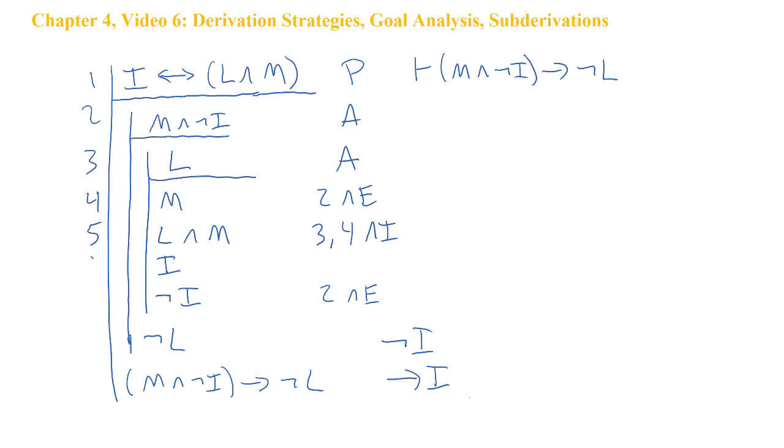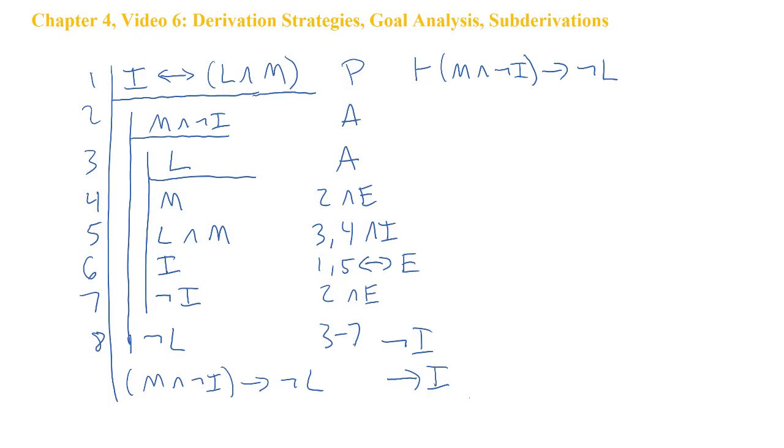That means that the I can be line 6 from 5 and 1 double arrow elimination, and the not I comes from 2 by conjunction elimination. So what we have now is an innermost subderivation that starts in line 3 with L and winds up in line 6 and 7 with a contradiction. That contradiction allows us to apply hook introduction to get what is now line 8, not L, and we cite 3 through 7 hook introduction.